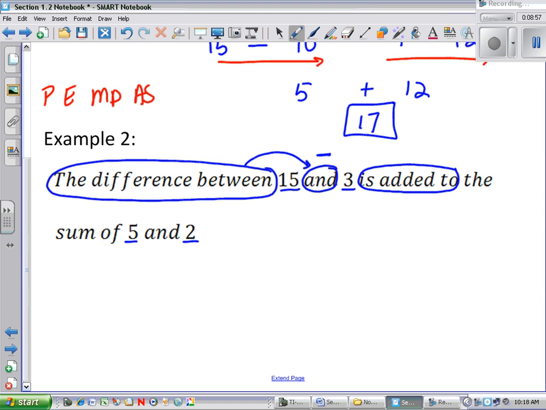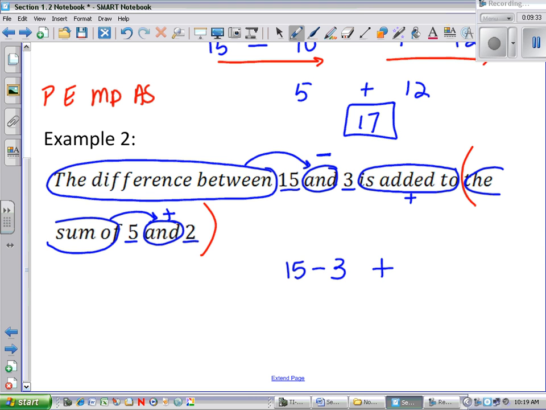is added to, and then we have the sum of 5 and 2. Remember, sum of and, that tells us we're going to put an addition sign where we have and. Again, I have two phrases that are right next to each other. Added to the sum of means I'm going to put that sum in parentheses. So what we have, the difference between 15 and 3. We have 15 minus 3, and then is added to tells us to use a plus sign there. Parentheses, the sum, 5 plus 2.